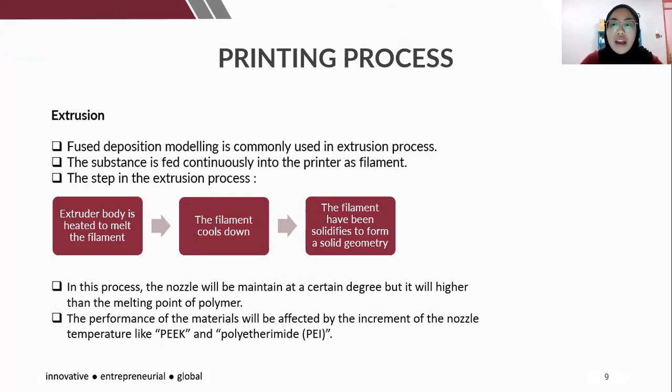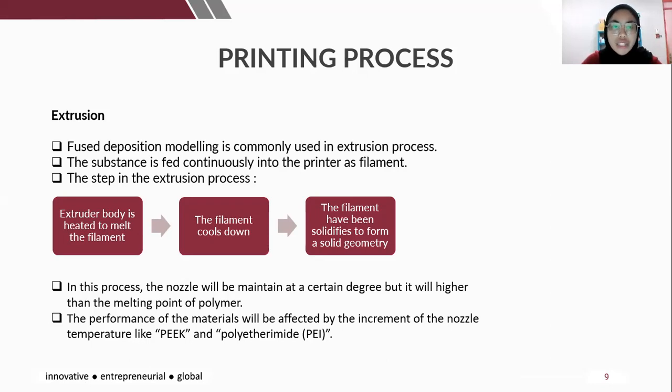Next, I will explain about the printing process in 3D printing. In 3D printing, we have three processes. The first one is extrusion. In the extrusion process, the material is melted and extruded through a nozzle where it is directed for deposition to form part layers. The fused deposition modeling is commonly used in the extrusion process.